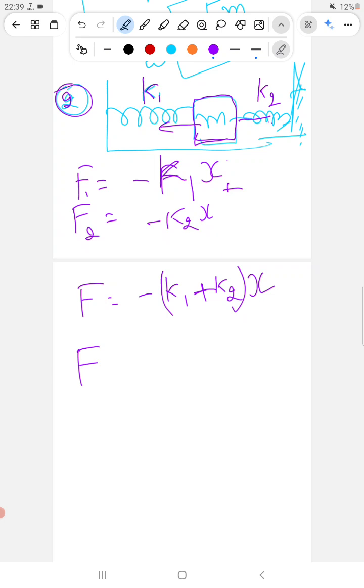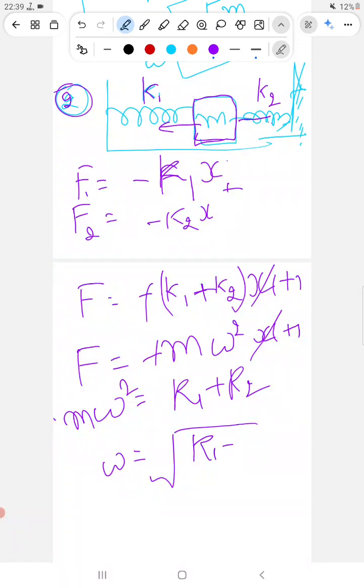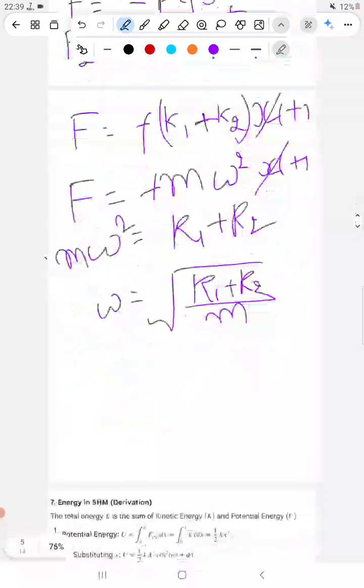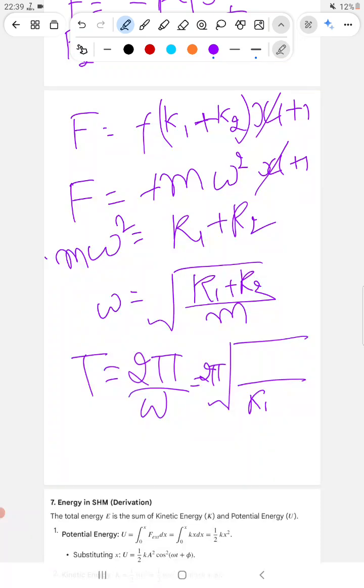If I compare this with F is equal to ma, where a is minus omega square x, the minus and x cancel out each other. Similarly, we are doing the same: m omega square is equal to k1 plus k2, then omega comes out to be under root k1 plus k2 upon m. Then what is the time period of oscillation? T is equal to 2 pi upon omega. The omega value is root k1 plus k2 upon m, so T is 2 pi root m upon k1 plus k2. If k1 and k2 are both the same, then it is 2 pi root m upon 2k.